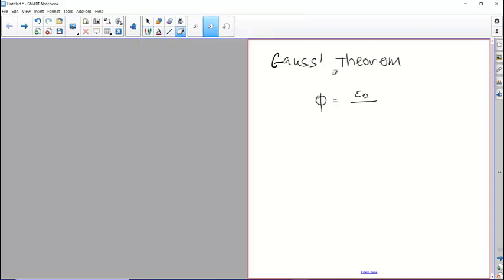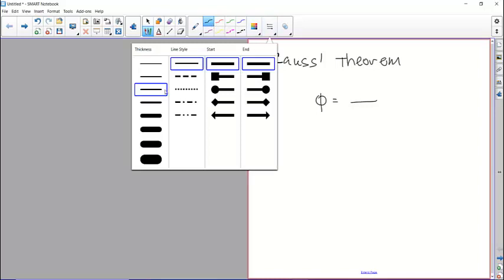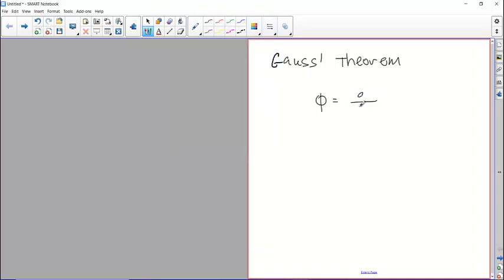that's not charge, so the amount of charge Q divided by epsilon 0, where epsilon 0 is 1 over 4 pi k.